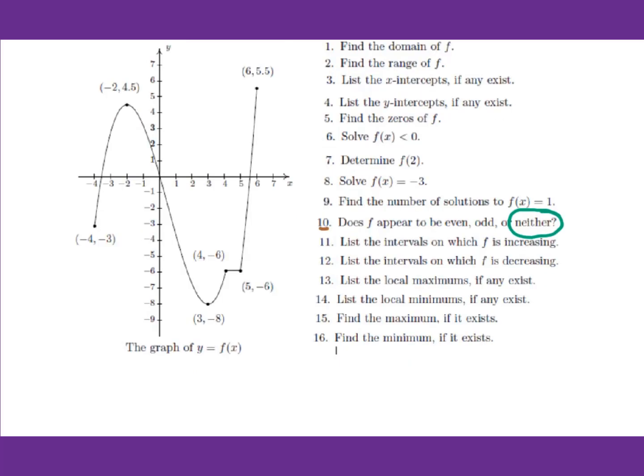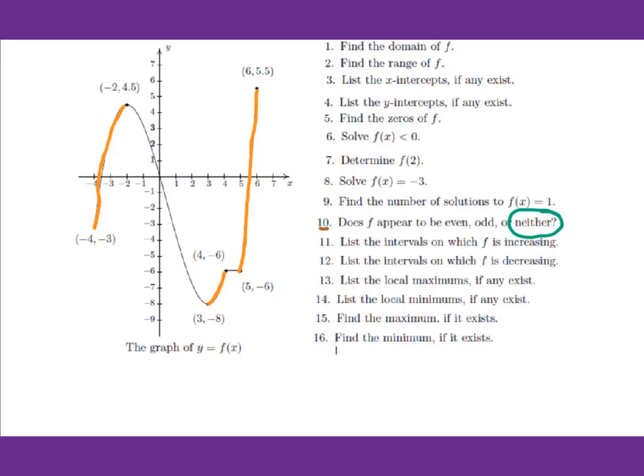For number 11, list the intervals on which f is increasing. So look at the graph from left to right. Which part of the graph is going up? We got from here to here, this part and also this part. It's increasing because the graph is going up.